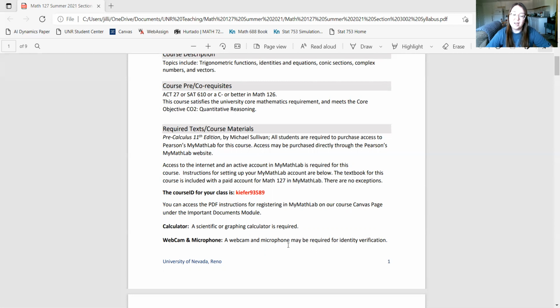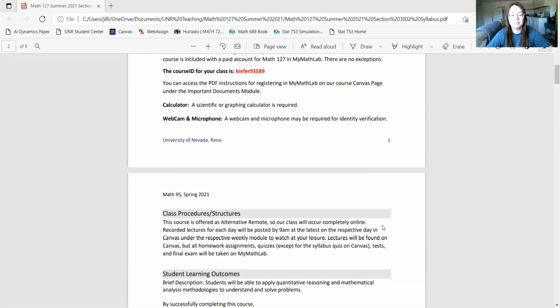Webcam and microphone may be required for identity verification if it ever comes up. And let's say we have to have a proctored final or something along those lines, that would be the case that they would be required. If not, then it's not really required.